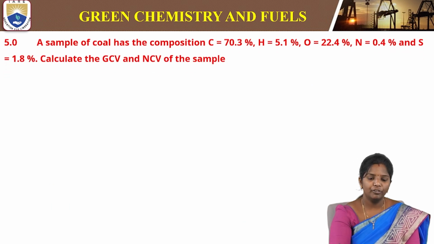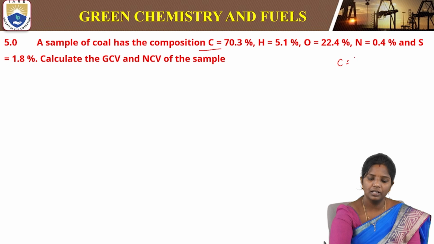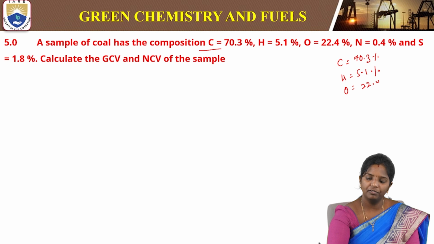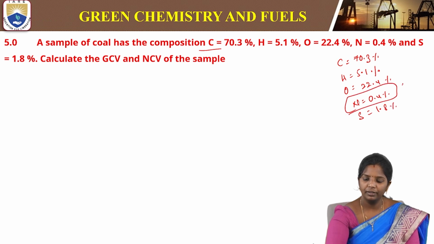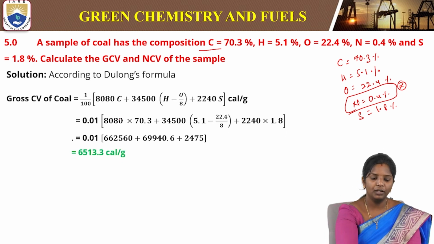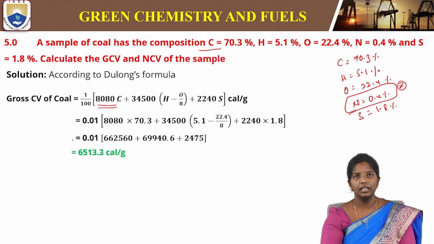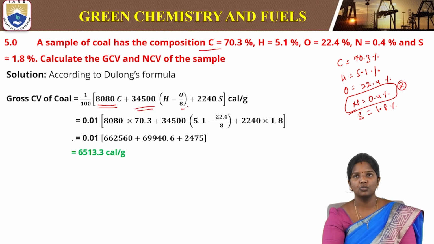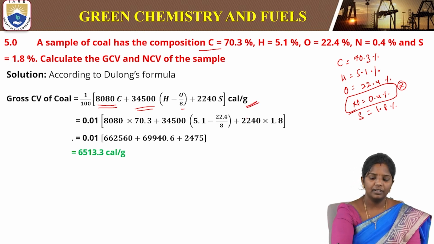Next, a sample of coal has the composition carbon is 70.3%, hydrogen is 5.1%, oxygen is 22.4%, nitrogen is 0.4%, and sulfur is 1.8%. Even though nitrogen is given, it is not contributing, so we will not be using it in the formula. And in the Dulong's formula, 1 by 100 is equal to 8080 carbon plus 34500 hydrogen minus oxygen by 8 plus 2240 sulfur in calories per gram.